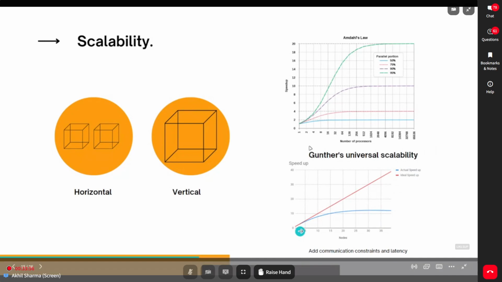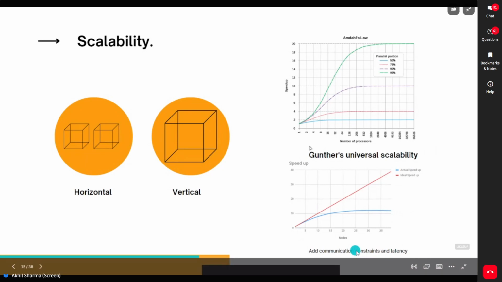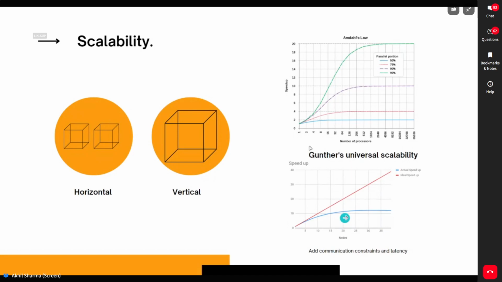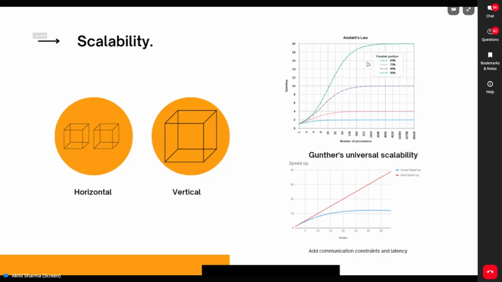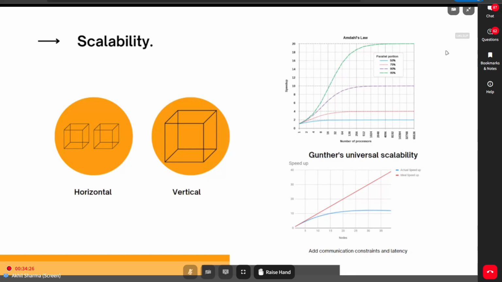So why does it happen? It happens because there are communication constraints and latency constraints that get added to Amdahl's law in the real world, which make the speed up impossible after 12x. So that's important to understand, because when you're working with so many servers, you get communication constraints. You can't communicate with all the servers at the same time. You have to use load balancers, and latency is induced because they have to communicate with each other. So all of that happens, so you don't really get more than a 12x scaling.